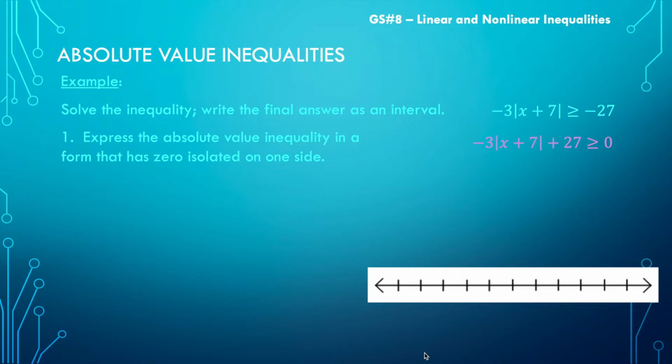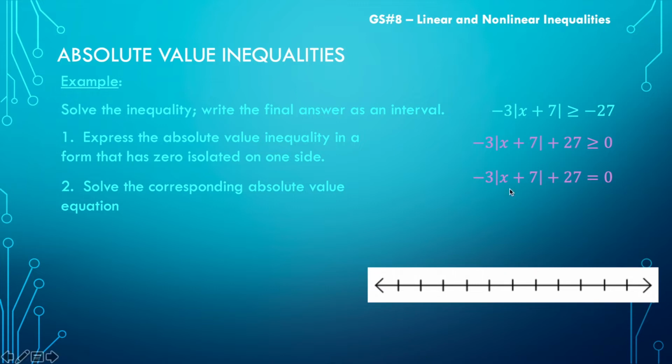So now we want to write the corresponding absolute value equation and take the steps we know to solve that for x. Remember that when we're solving absolute value equations, we want to isolate the absolute value expression. So this will be a two-step process, which we're going to do in kind of one. First, we're going to subtract the 27 to the right, so we'll have a -27, and then we're going to divide out the -3. So we will end up with the absolute value of x plus 7 is equal to 9.